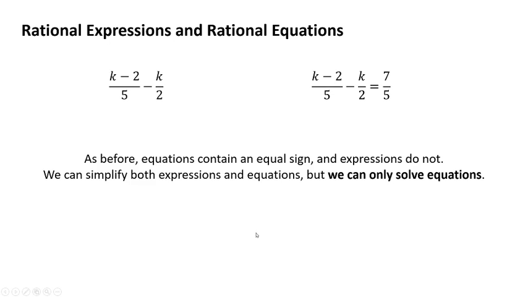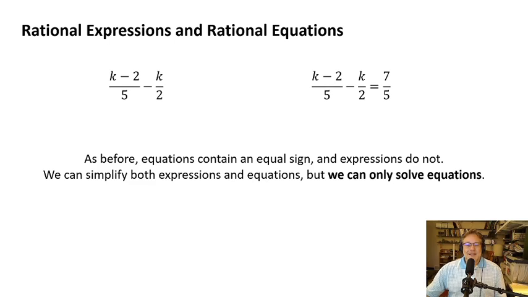Okay, so let's talk about the difference between rational expressions and rational equations. To a large extent, you probably already know this because you've seen this in the context of algebraic expressions and algebraic equations. The difference is simply the presence of an equal sign. The smaller word inside the word equation is the word equal, indicating the presence of the equal sign here.